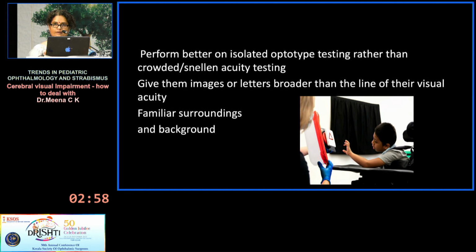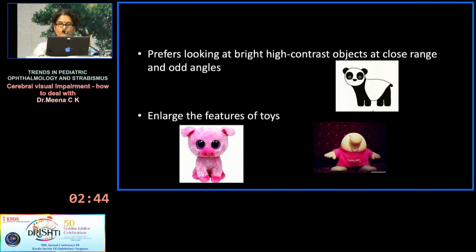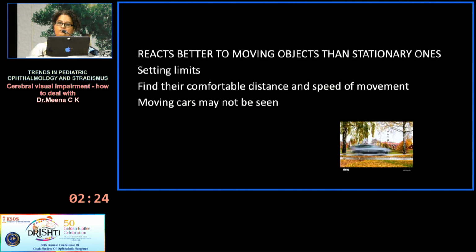And just like in amblyopia, they are more receptive to single optotypes. So show them single letters which are broader than their line of visual acuity, and treat them in familiar surroundings and background. They will also be more attracted to high contrast, like this high contrast panda. Whenever you have to teach them a particular thing, enlarge that feature, like the features of the toys, the eyes or the nose, etc., so that they can concentrate on that. They also react better to moving objects than stationary ones, but you have to set limits, because very high speed they may not be able to perceive.